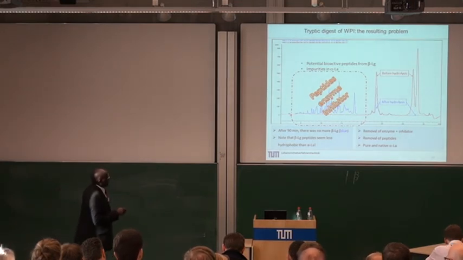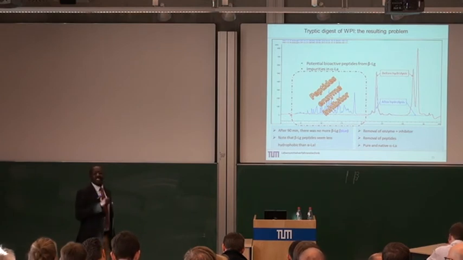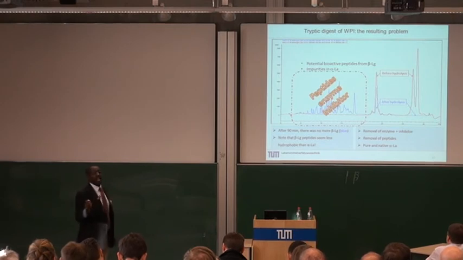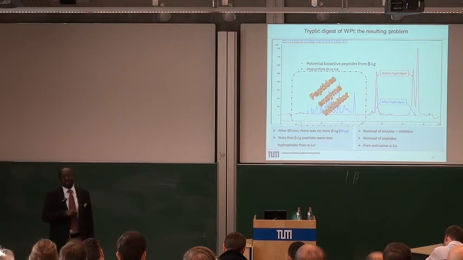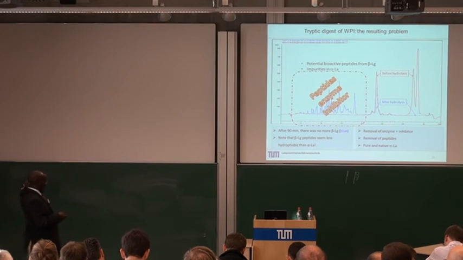We have succeeded. The red is showing you what we had at the beginning. We have beta-lactoglobulin, we have alpha-lactalbumin. After digestion, the blue, there is no more beta-lactoglobulin, but there is alpha-lactalbumin, there are peptides, there is enzyme, and there is inhibitor. How do we get rid of them? So that's why we are thinking about the downstream processing.